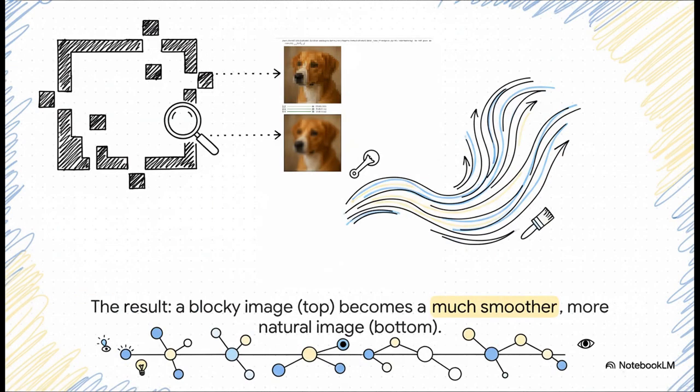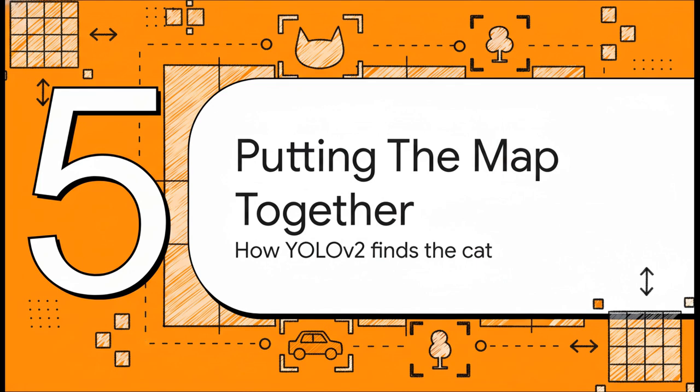And boom, here's the payoff. On the left, that's what happens when you just scale up the pixels, a blocky mess. But on the right, using interpolation, you get a much smoother, much more natural image. We've basically unpixelated the AI's internal idea of a dog. I mean, the difference is just night and day, right? Okay, so we've got the basic idea of upsampling down.